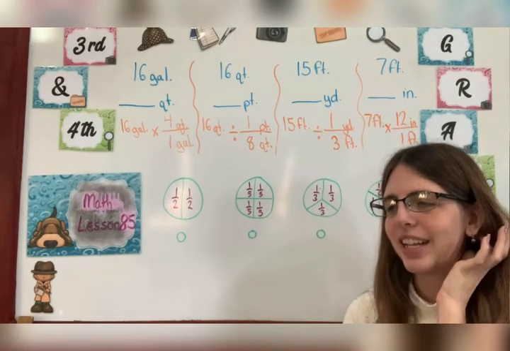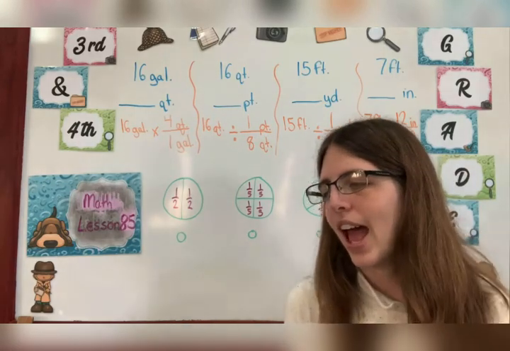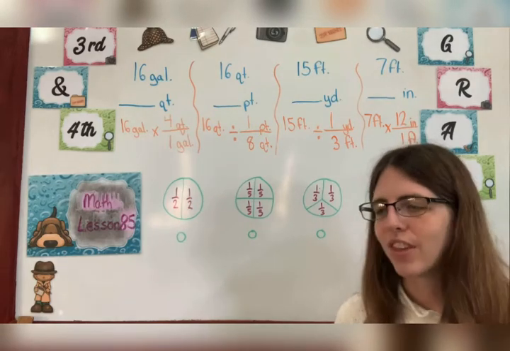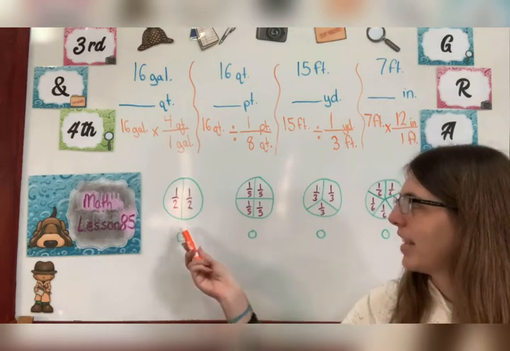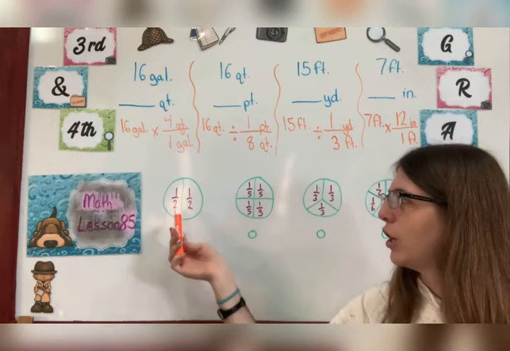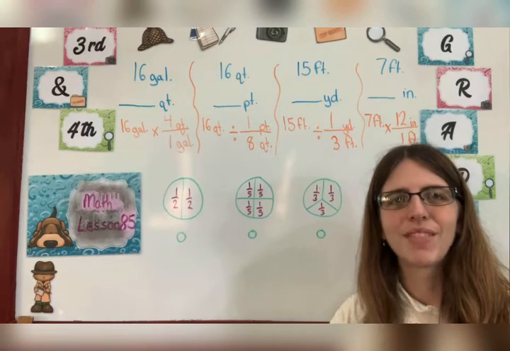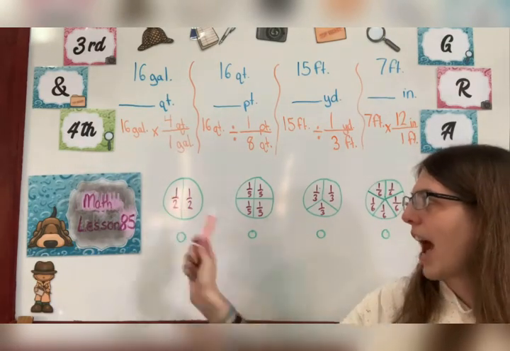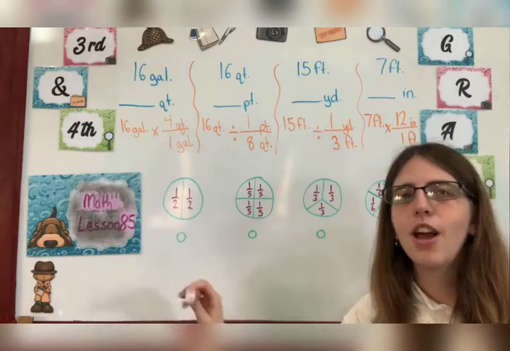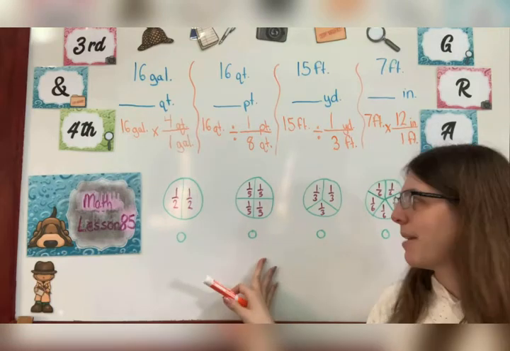Okay, number 6 says, mark the circle under the circles that have wrong labels and label them correctly. All right, let's look at letter A. Here's my circle. It's been divided into 2 pieces. So is each piece 1 over 2? Yes, because this is 1 out of 2 pieces. So this one is good. We don't need to do anything to it. We leave it alone.